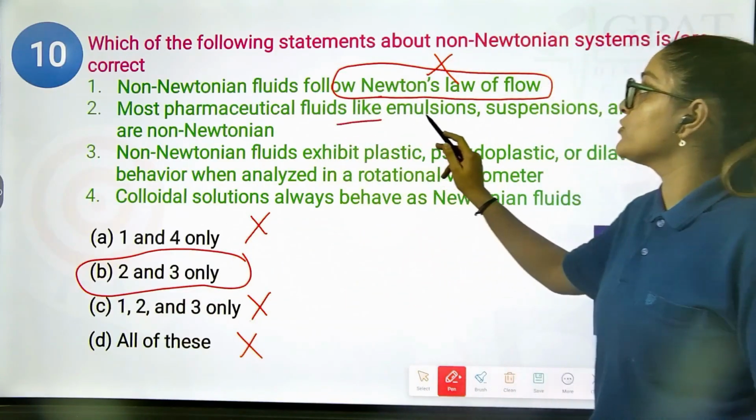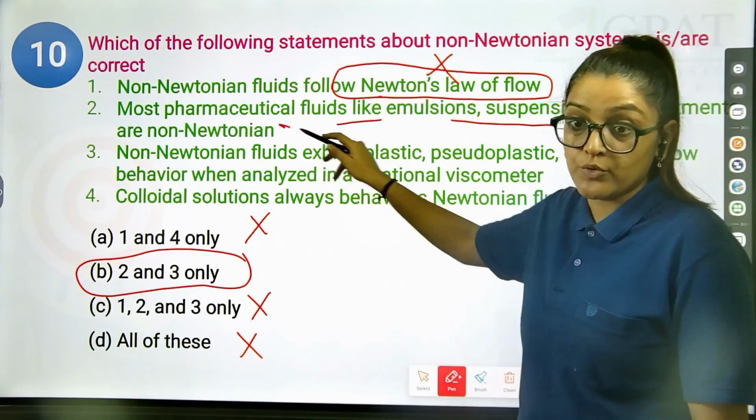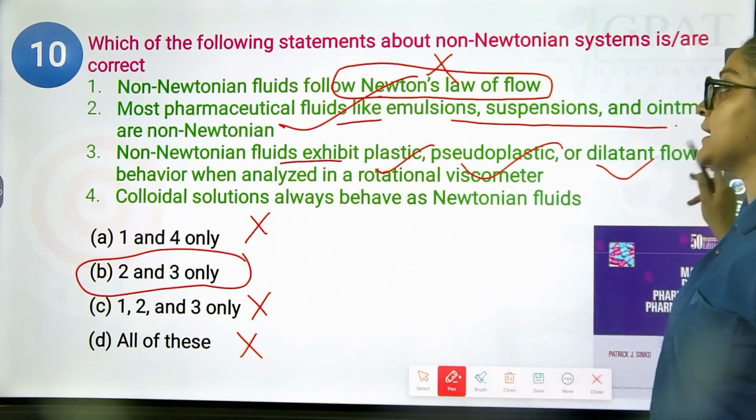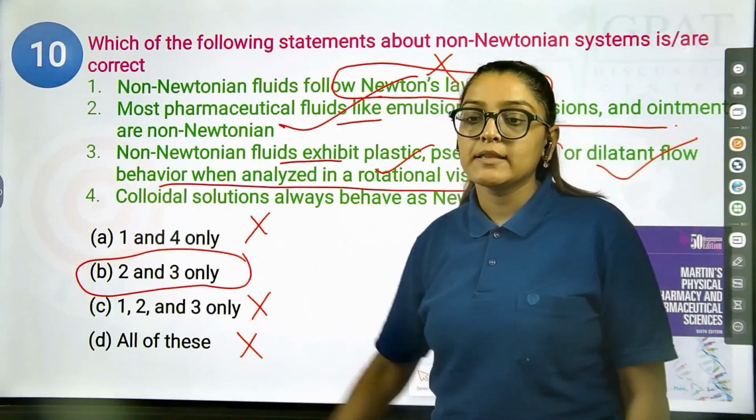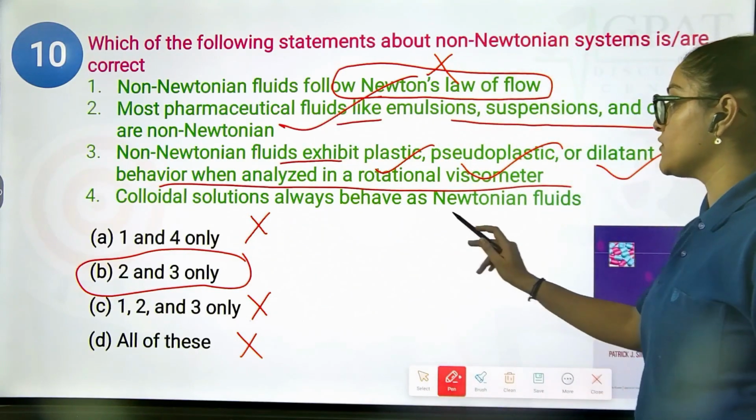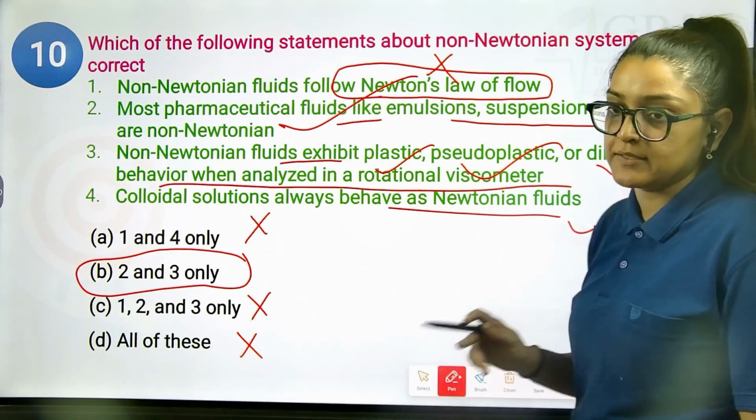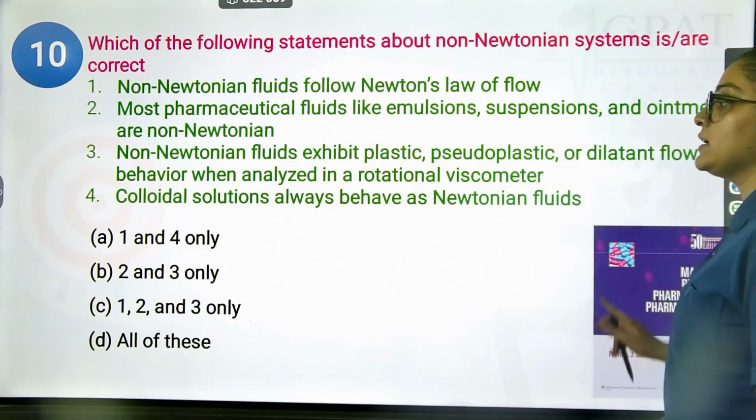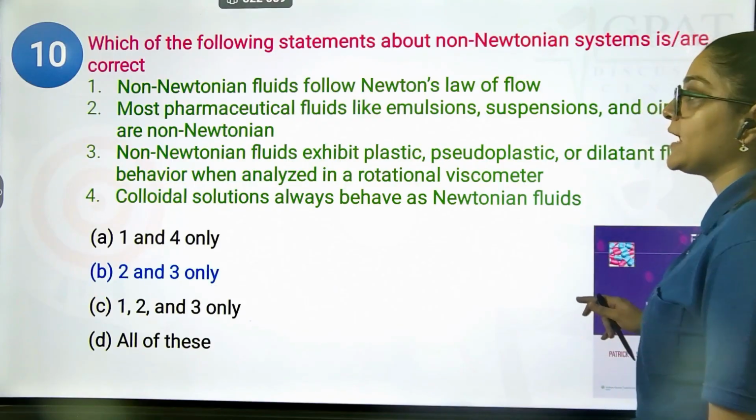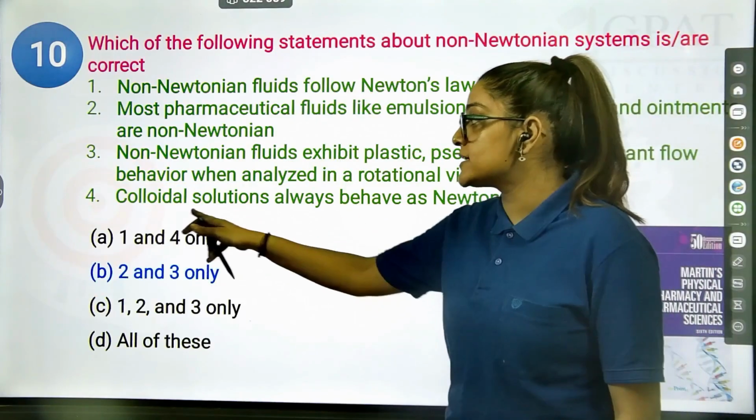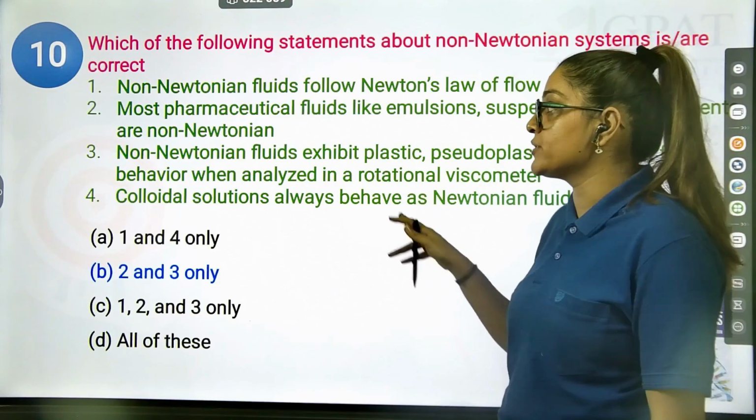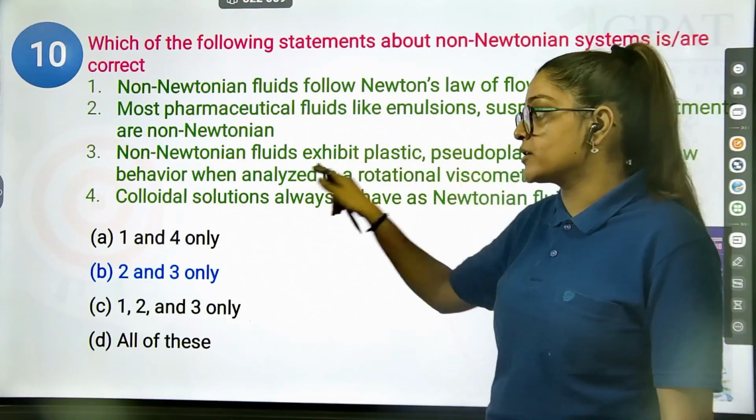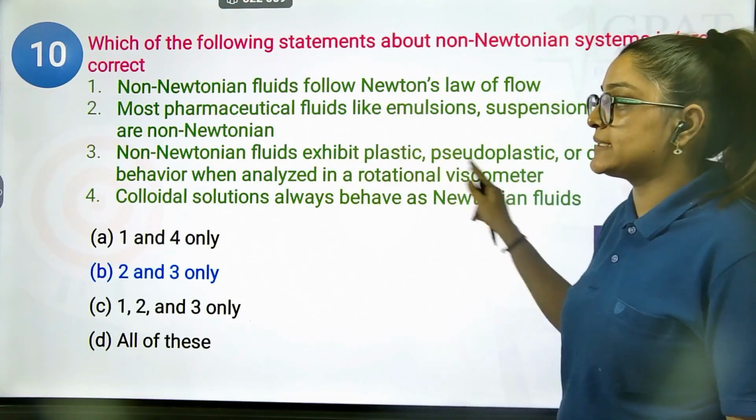Most pharmaceutical fluids like emulsions, suspensions, ointments are non-Newtonian. This is a correct statement. Non-Newtonian systems exhibit plastic, pseudoplastic, dilatant behavior. Just now we have told you this is correct. Colloidal solutions always behave as Newtonian fluids, they are saying. No, they follow non-Newtonian behavior. They must be included in the dispersion systems in the non-Newtonian. The fourth one was incorrect. So options 2 and 3 are correct.